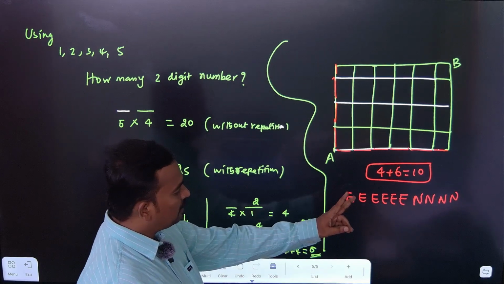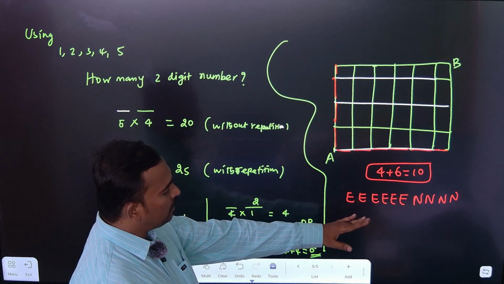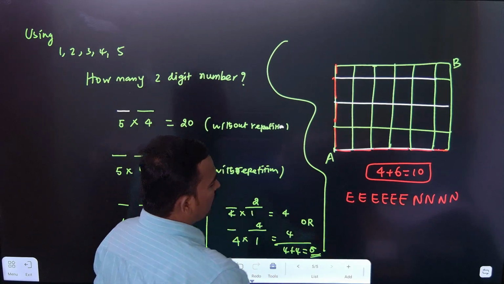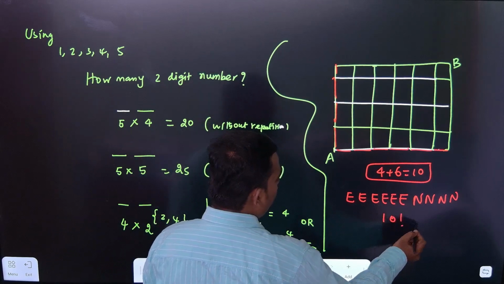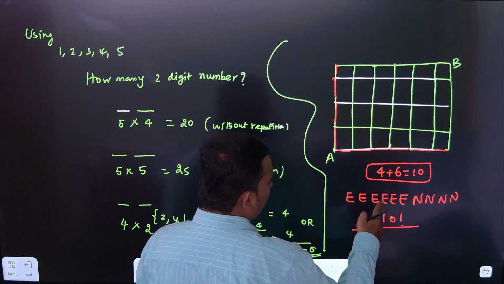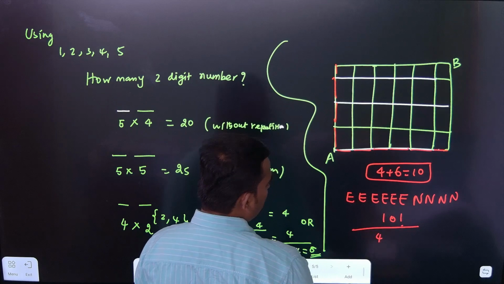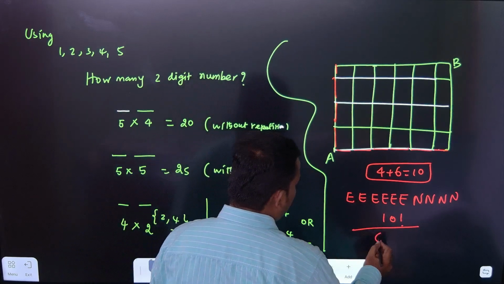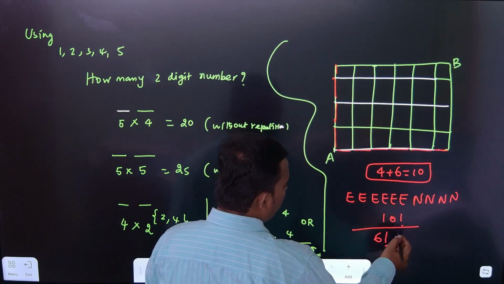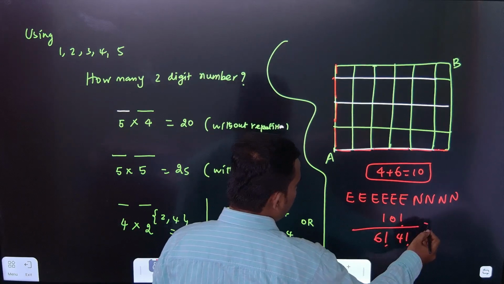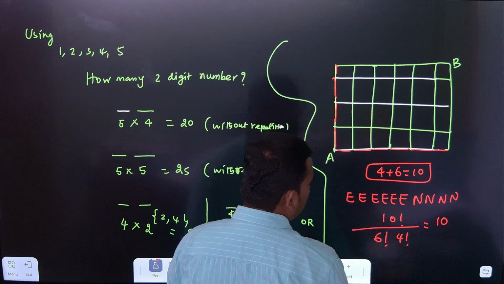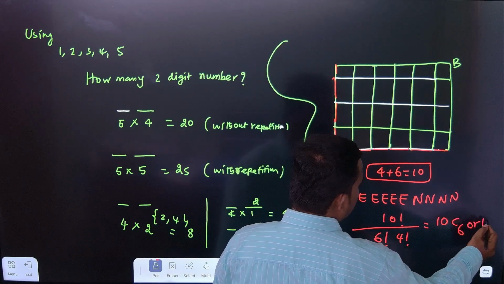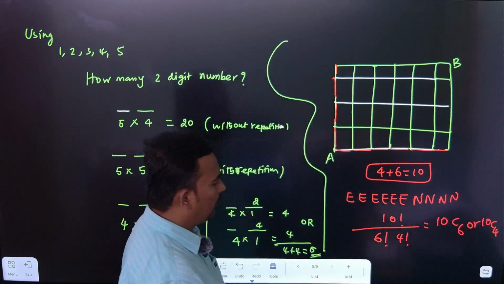Out of that, E will be 6 repeating and N will be 4 repeating. So 10 factorial divided by E is repeating 6 times, and N will be 4 times, 4 factorial. That is the same as 10 C6 or 10 C4. Both will be the same, or not? Yes.